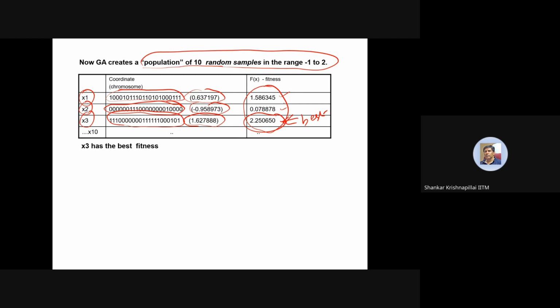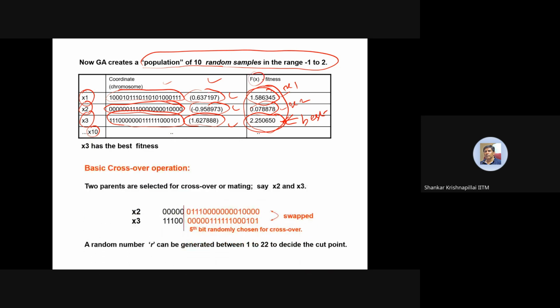Actually, we cannot do the ranking now because to do the proper ranking, we need to have all the 10 values. Okay, so just out of interest, x3 is the best. The next best is x1, and next best is x2. So this is the first step. Each of these x coordinates is converted to a binary string, and also we need to know f of x of each x value.